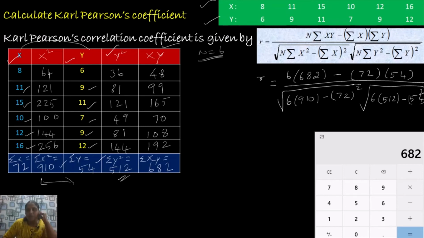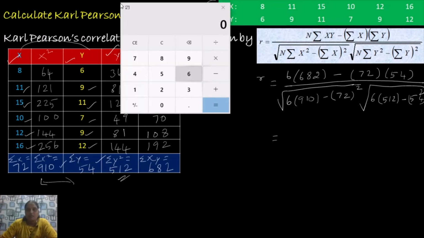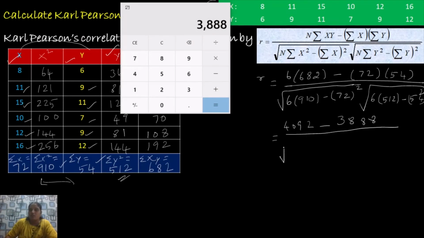So now let me simplify all these values. We get 6 multiplied by 682, which is 4092, minus 72 multiplied by 54. We get 3888 over under root.